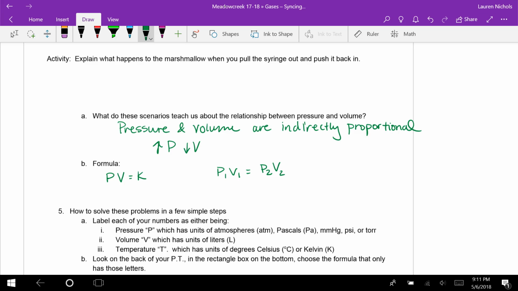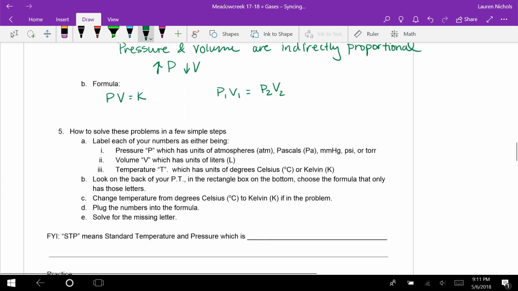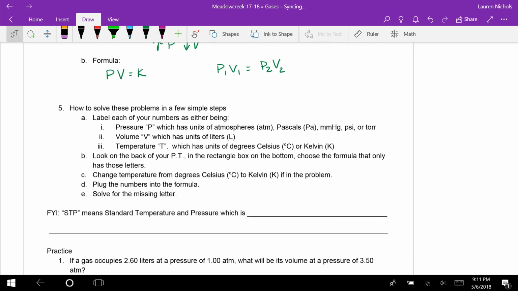And so one thing that we want to move into is just kind of how to solve these types of problems. So I've listed some steps. We've given you a lot of formulas, but guys, it really is super easy. If you look at your periodic table and flip it over the back, there's a rectangle box at the bottom, and it has all of the formulas in it. So you do not have to memorize them. You just have to know how to use them.